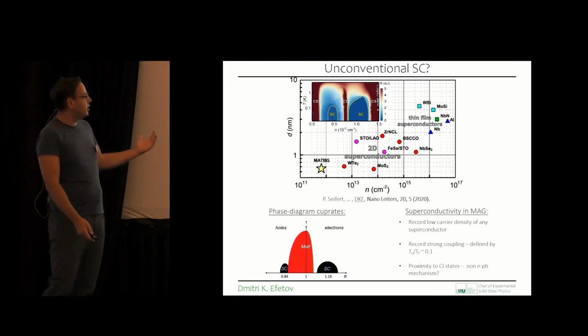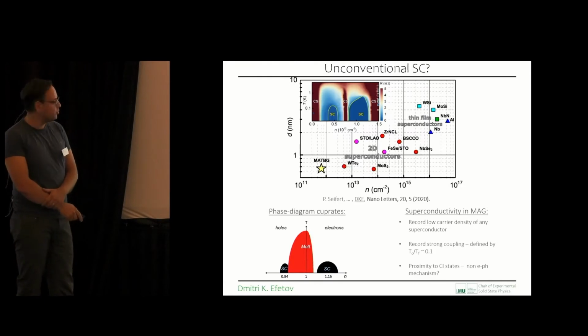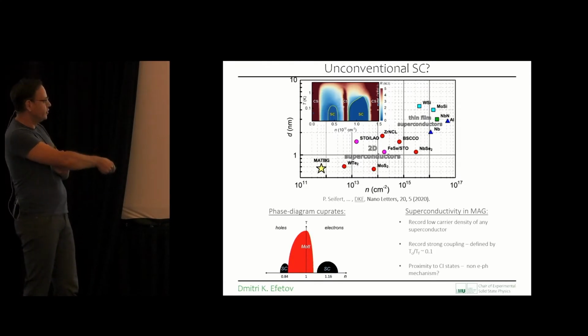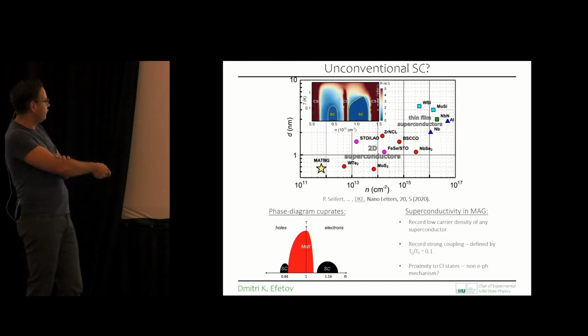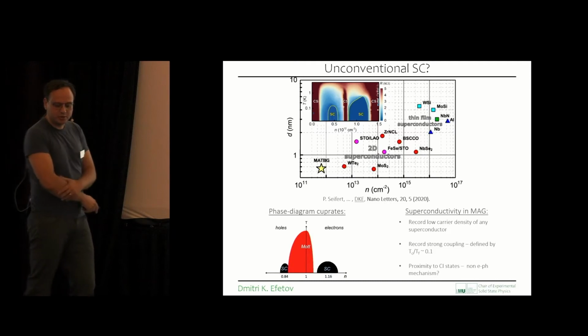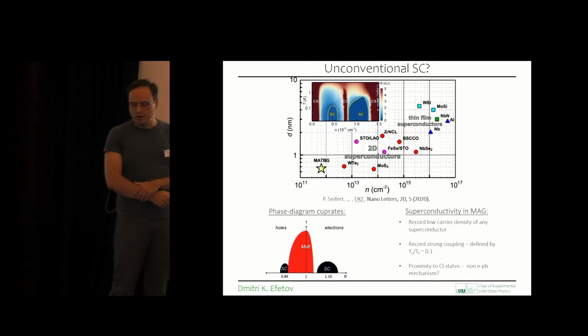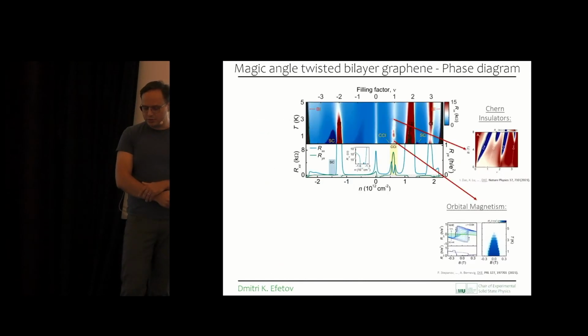Another early discussion point was that the phase diagram of the cuprates, the high temperature superconductors, looks somewhat similar to what we obtain in twisted bilayer graphene: we start with a correlated insulator with some magnetic structure, we dope it, and we get these superconducting domes left and right from it. So I'll skip that part.